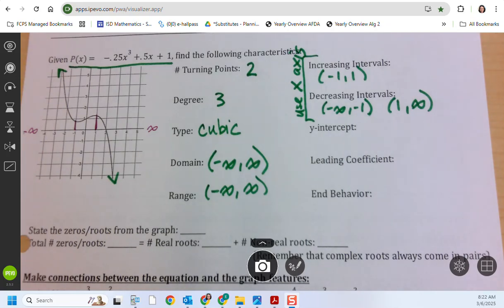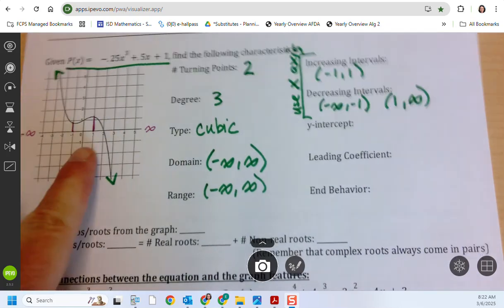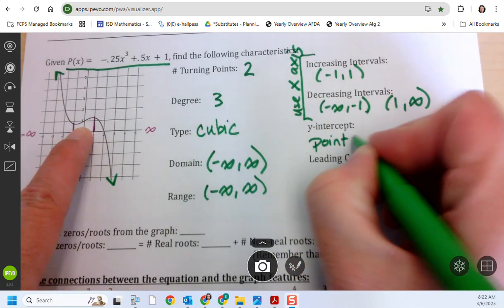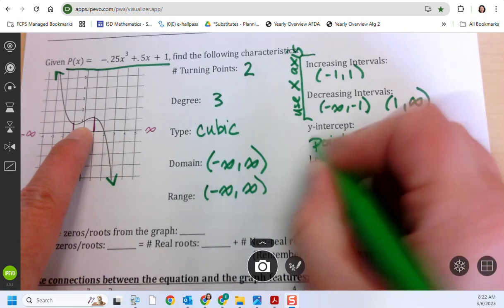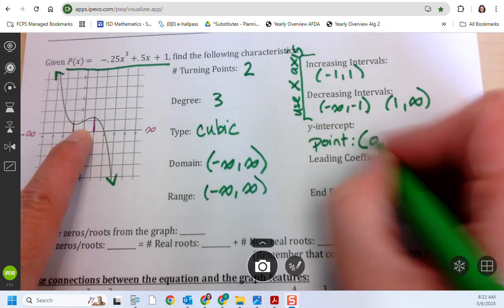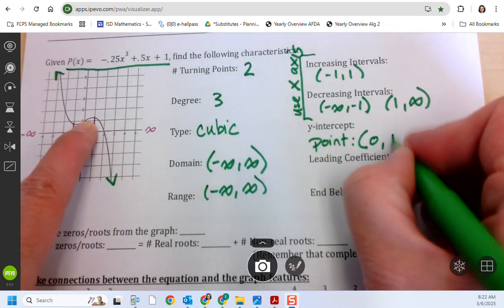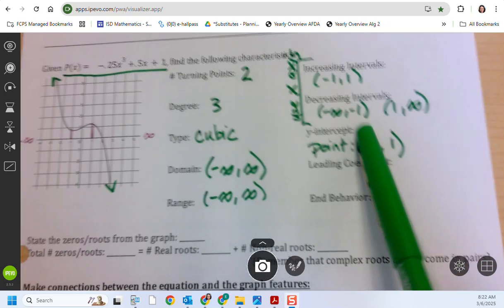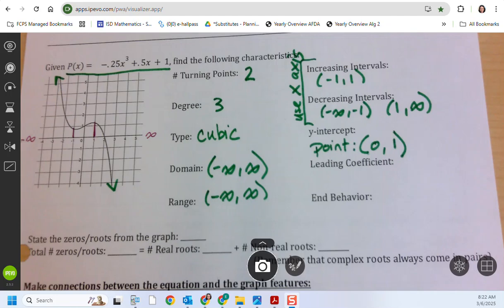Okay. The y-intercept is where you cross the y-axis. You want to write this one as a point. So the x is 0. Everywhere you have a y-intercept, the x will be 0, and then the y is 1. So notice that the point looks just like an interval, but they're different. The point is like one point on the graph, and the interval is like a whole set of points.